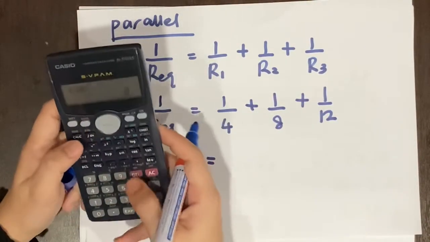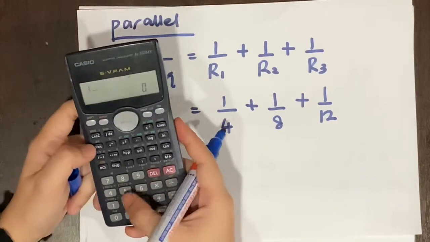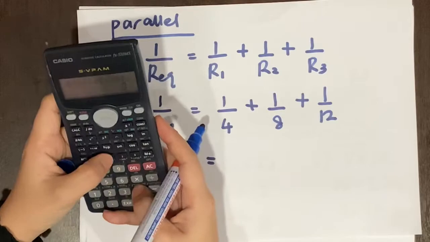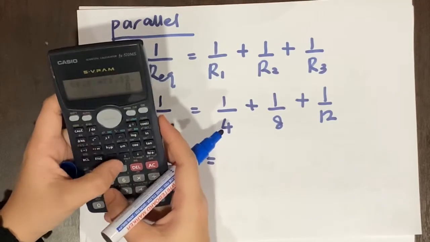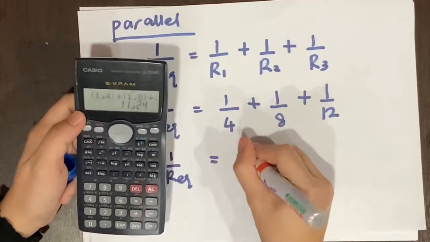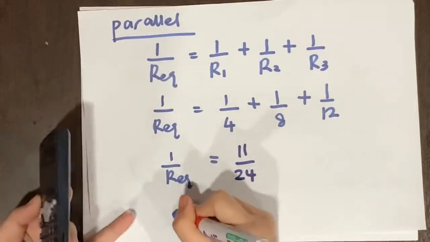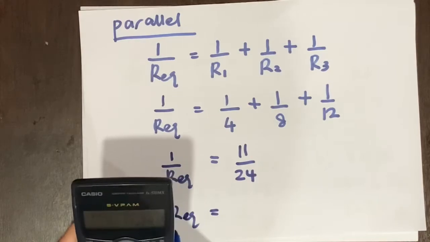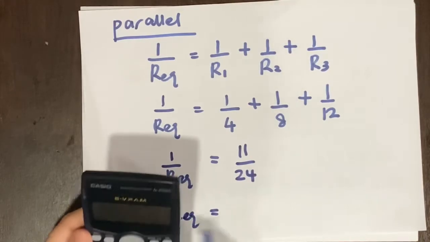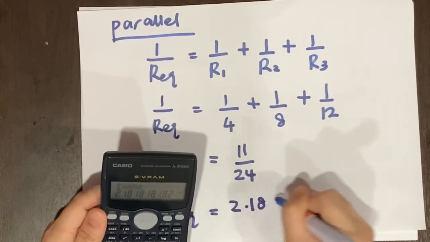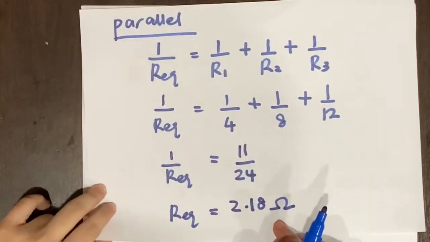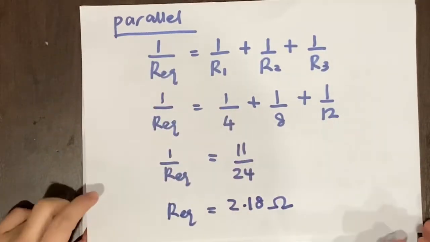So calculate how much? 1 over 4 plus 1 over 8 plus 1 over 12 is 11 over 24. So R equivalent is equal to 1 over that answer, which is 2.18 ohm. Okay, that is R equivalent for the parallel circuit.